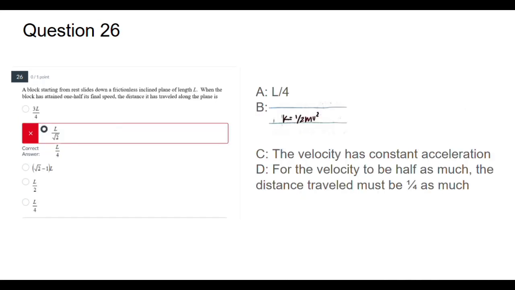Number 26, the correct answer was L/4. The velocity has a constant acceleration. For the velocity to be half as much, the distance traveled has to be 1/4 as much.